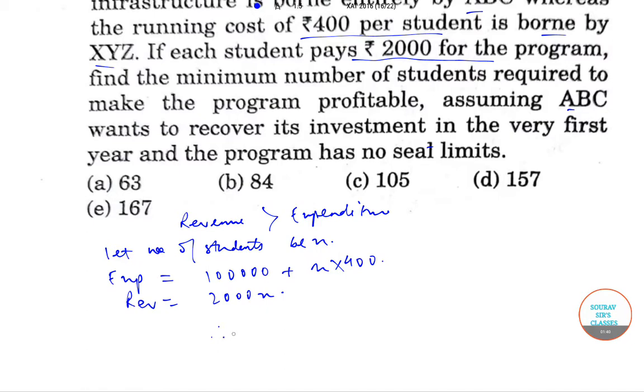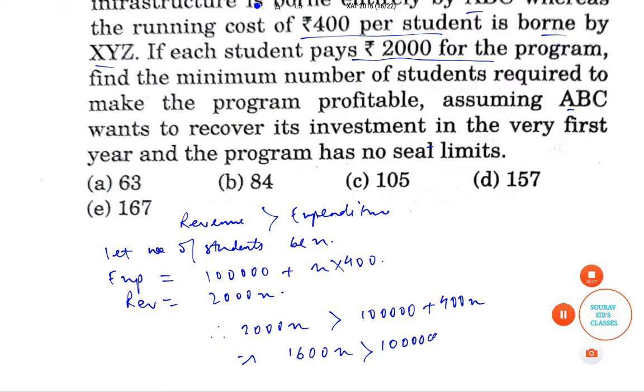Thus we need to solve this equation. 2000x greater than 1 lakh plus 400x, or 1600x greater than 1 lakh. On solving this, we get x greater than 62.5. Therefore, x equals 63. So option A is the correct answer.